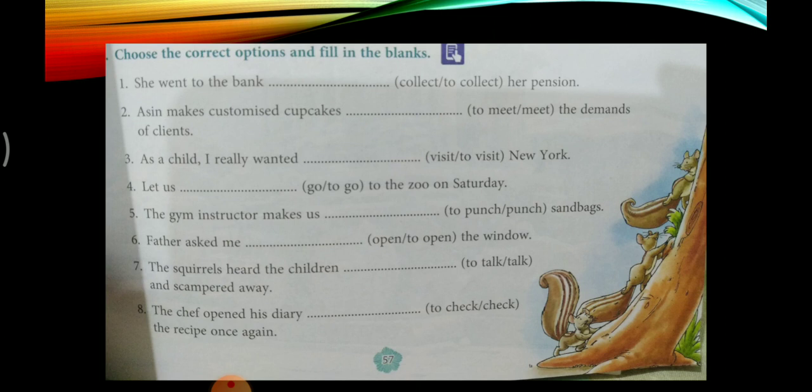Let us to go or go? Yes, go. Let us go to the zoo on Saturday. So this is a bare infinitive. The gym instructor makes us to punch or punch? Only punch. Makes us punch sandbags. Again a bare infinitive. Father asked me to open the window.